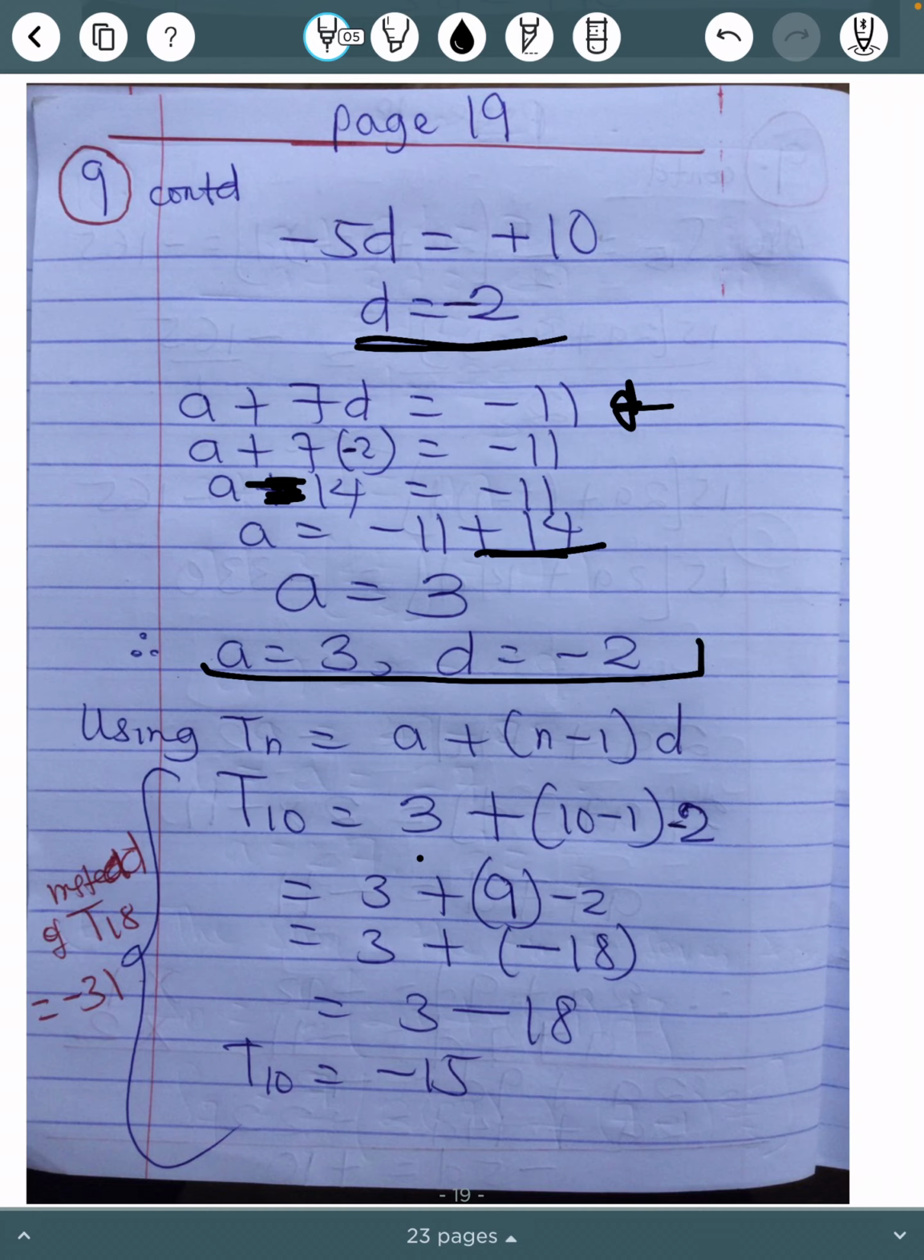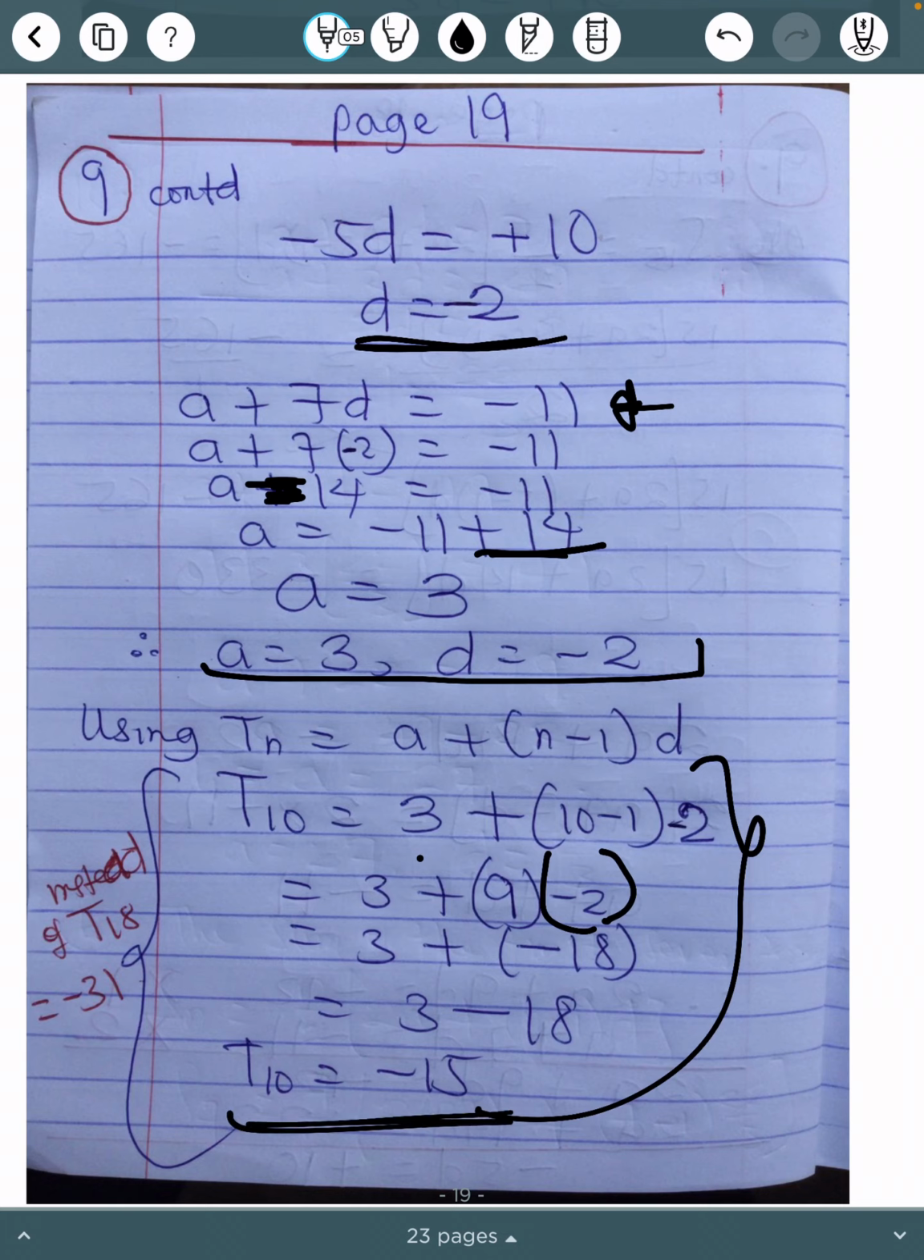I need the 18th term, but here I mistakenly found the 10th term. The 10th term is 3 plus 10 minus 1 times minus 2. That gives me 3 plus 9 times minus 2, which gives me 3 plus minus 18, and that gives me minus 15. You can easily find T18 with the same method.